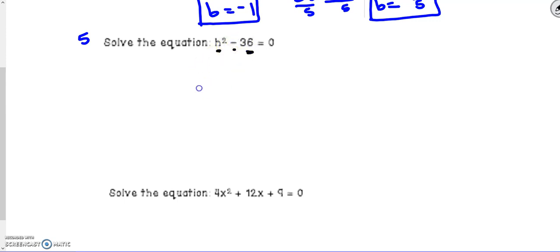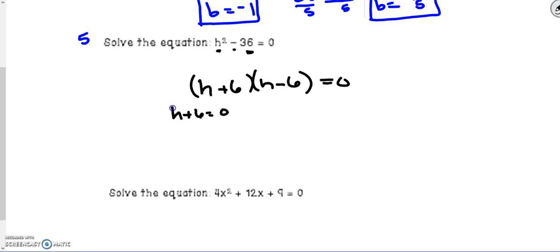So then you take the square root of h squared, which is h, and the square root of 36, which is 6, and you're going to have h and 6 and h and 6. The only difference between these two is that in order to get that -36, one of these needs to be positive and one of these needs to be negative. Then you set these two expressions equal to 0, solve both for the variable, and that's your answer. So h plus 6 equals 0 and h minus 6 equals 0.